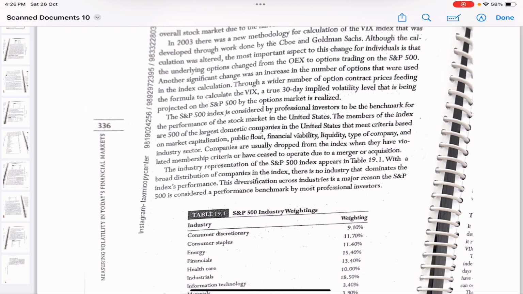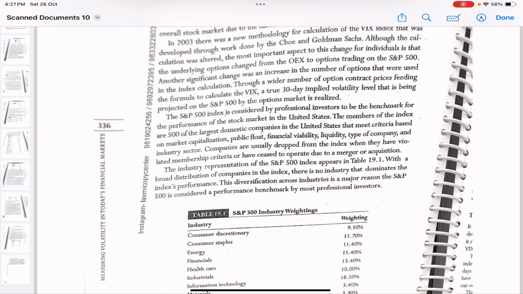Okay, so what is the S&P 500 and why did they use the S&P 500 for the calculation? The S&P 500 index is considered by professional investors to be the benchmark for the performance of the stock market in the United States. For example, we have the Nifty 50 index in the Indian market, and that basically speaks about the behavior of the stocks, right?